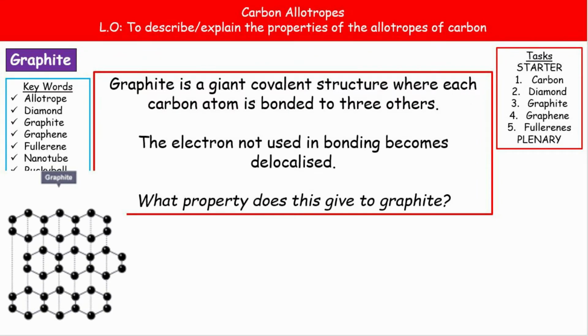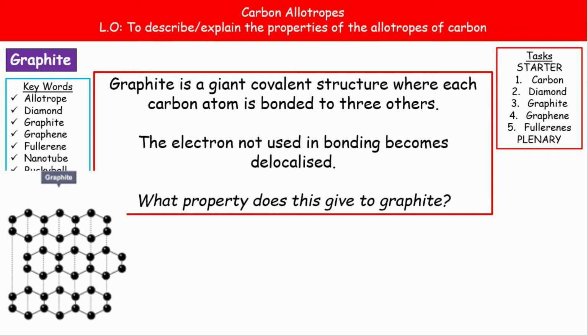The second structure and carbon allotrope we need to know is graphite. Now, graphite is again a giant covalent structure, but each carbon atom is only bonded to 3 others. So we've clearly got a difference in how the carbon atoms are joined here between diamond and graphite. And the way it looks is the bottom left picture there.